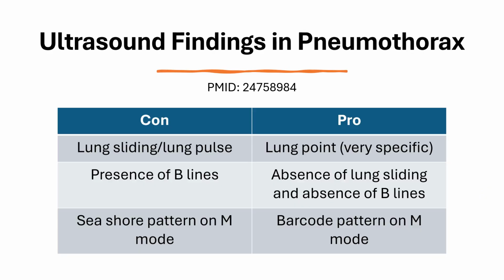So let's review some of the findings which either favor or argue against pneumothorax. The findings which argue against pneumothorax include presence of lung sliding, lung pulse, presence of B lines, and a seashore pattern on M mode. Alternatively, signs which support the diagnosis of pneumothorax include lung point, which is very specific for pneumothorax, absence of lung sliding, absence of B lines, and a barcode pattern on M mode.